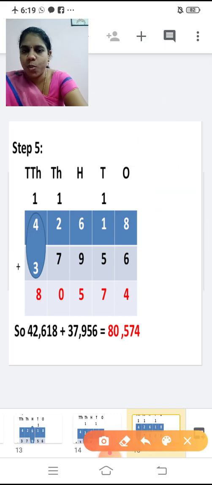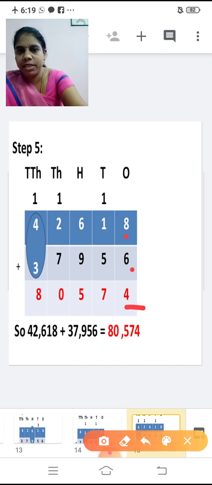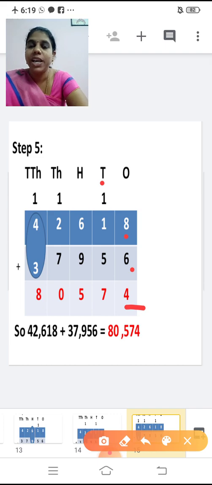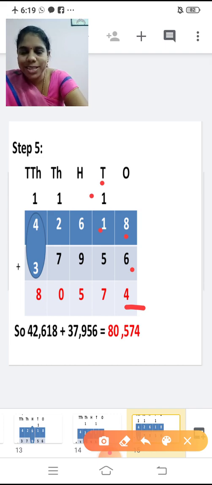What is the first step? We are going to add the ones place. 8 plus 6 is 14. 14 is a 2-digit number. So write 4 here. This 1 is carried over to the next one. So now we'll add the tens place. 1 plus 1 is 2. 2 plus 5 is 7. So write 7 here. There is no carry over here. So write 7 directly. Now add the hundreds place. 6 plus 9, 15. So 5 here and 1 is carried over.